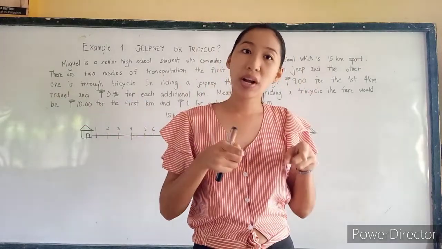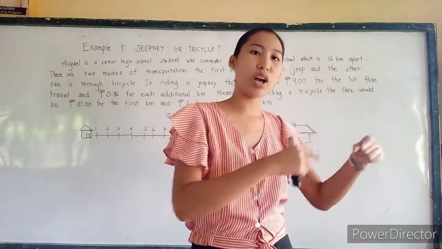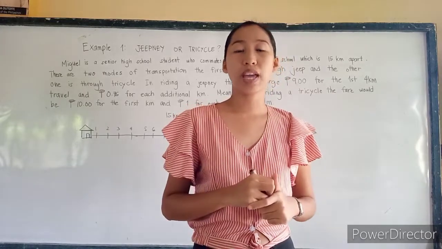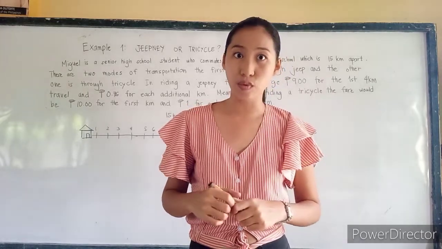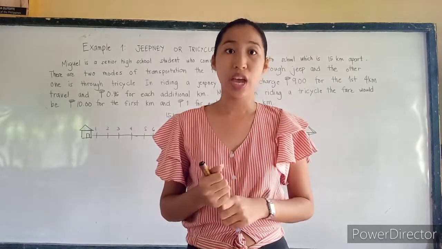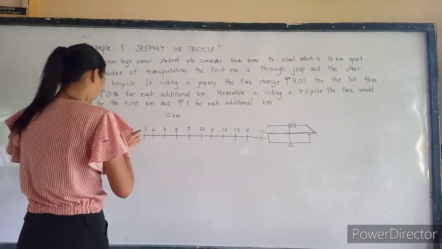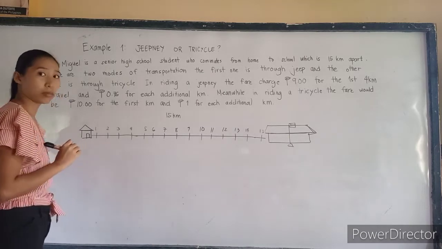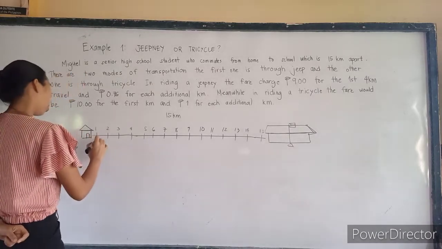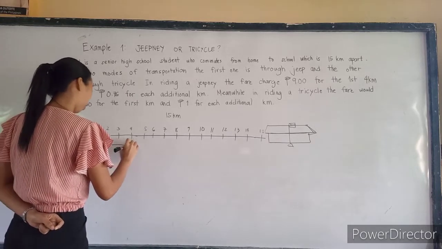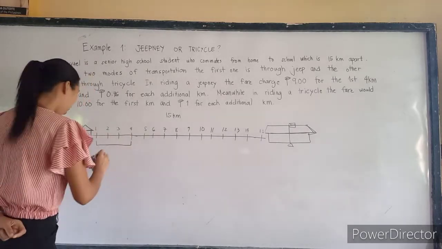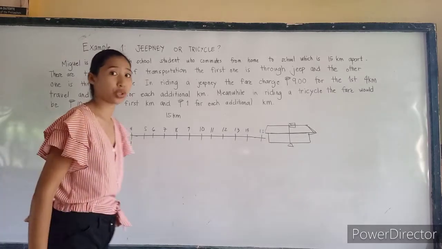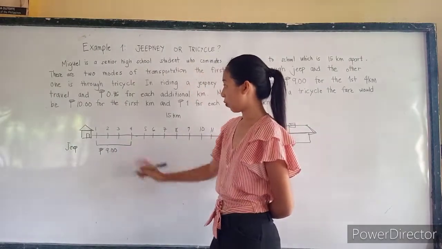And then, kung madungagan siya, kada dungag na kilometer magbayad siya og 0.75. So, mag-add ka og 0.75. Now, let us apply that to our illustration. So, for example, mag-jeep si Miguel. So, ingon siya that the first 4 kilometers, mubayad siya og 9 pesos. He will pay 9 pesos for the first 4 kilometers.